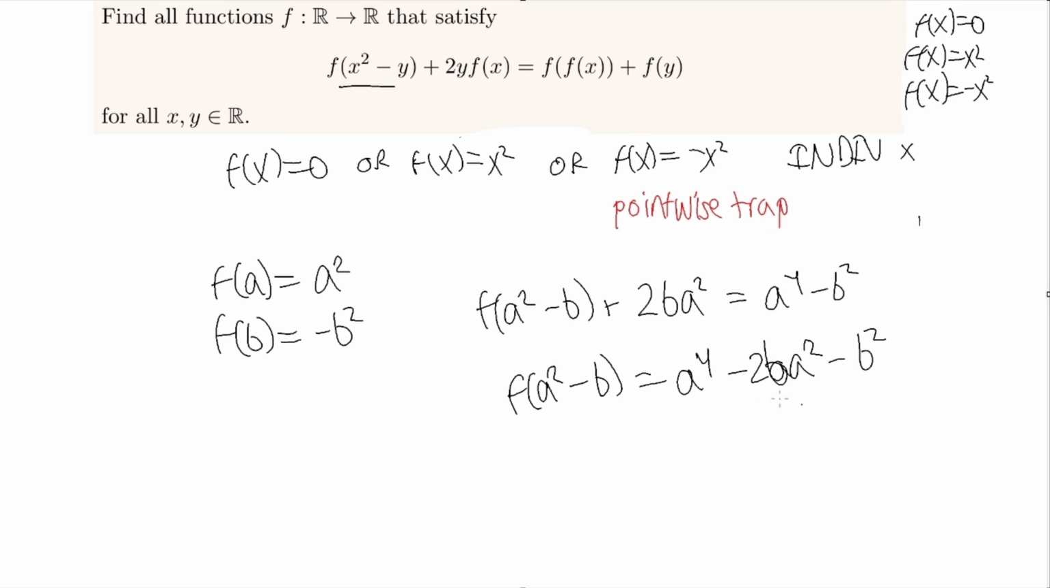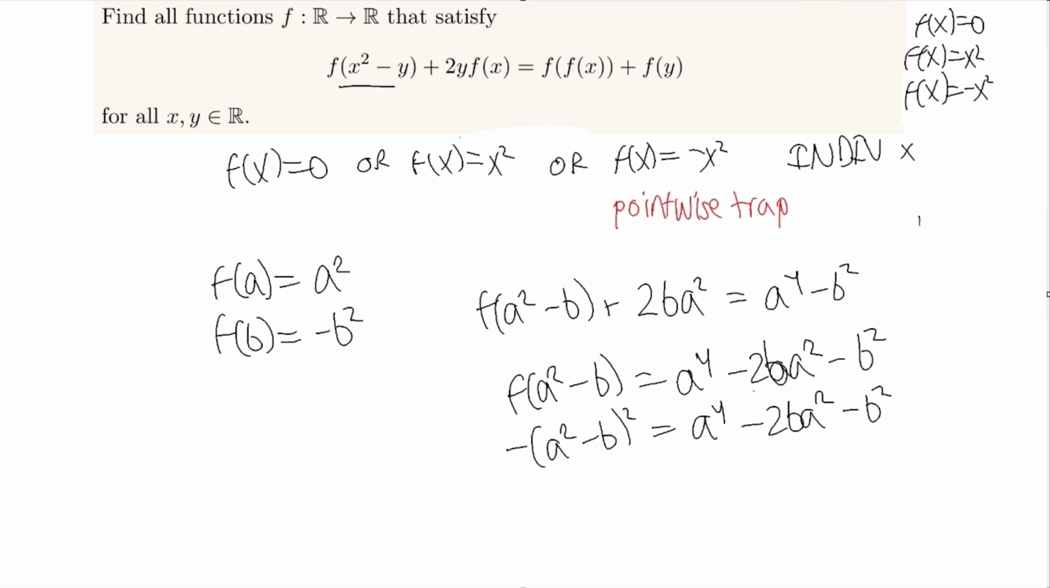Now, anyways, suppose that we have that this is a squared minus b squared. This is a 2b a squared minus b squared. And then when we expand everything out, we get b equals 0, which is bad. So therefore, we must have that this is negative a squared minus b squared, which is a to the 4th minus 2ba squared minus b squared.